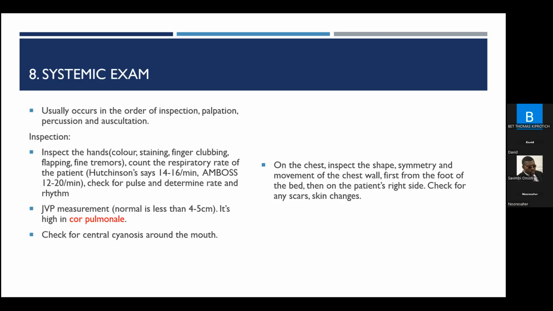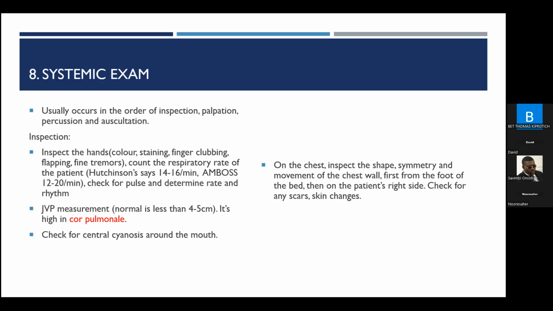Sometimes they tend to be charred because of burns. You also check for finger clubbing. Like I said, it points towards a more chronic condition like COPD. You can also check for flapping. When there's a lot of CO2 retained, there's a certain flap. To elicit this, you'll have to ask the patient to stretch out their hands, and then bend them back a bit, and then check for any flapping. There's also fine tremors. You still ask them to hold out their hands, probably place a piece of paper on top, and then check for any subtle movements.